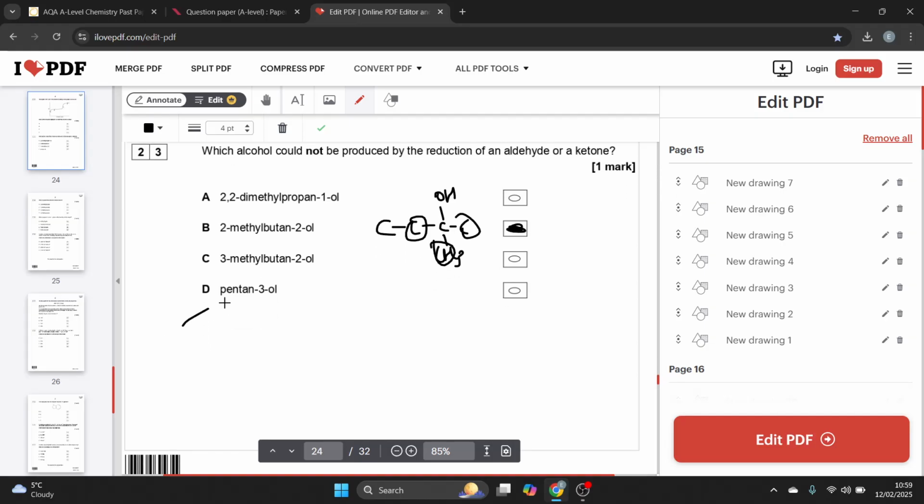Don't be fooled, like many students, including myself, probably would have fallen for pentan-3-ol. It's got to be a tertiary alcohol. No, because if we draw that out, methane, ethane, propane, butane, pentane, it's just going to be a secondary alcohol, so that's perfectly fine. So the answer is 23B.